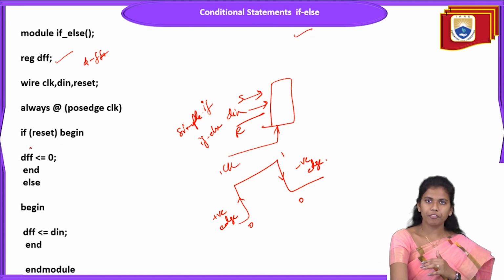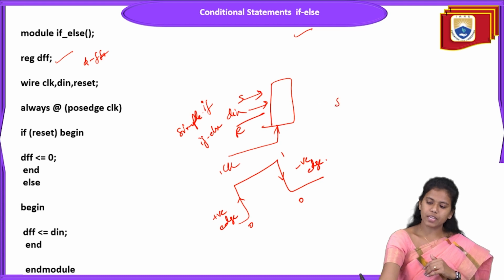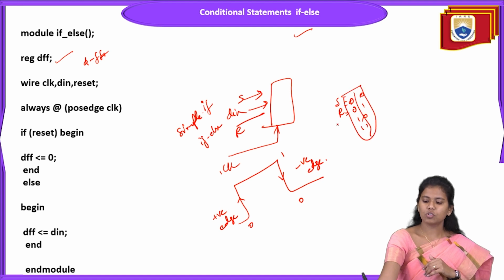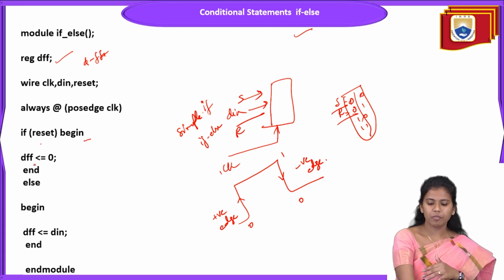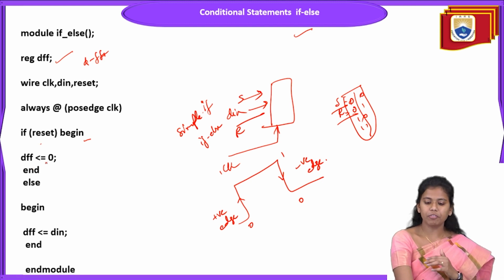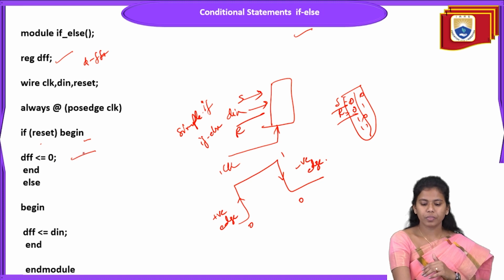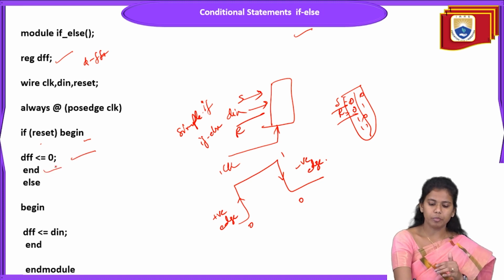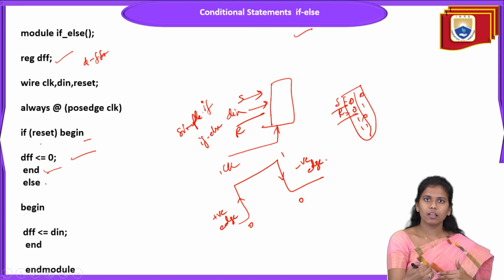So here if reset, we have set and reset, isn't it? Set 0, 0, 0, 1, 1, 0 and 1, 1. This is how we need to follow. So set and reset. If my condition is the reset, then I begin with: if my reset is 0, then D flip-flop is less than or equals to 0, and then I end, terminating, and again I start up.